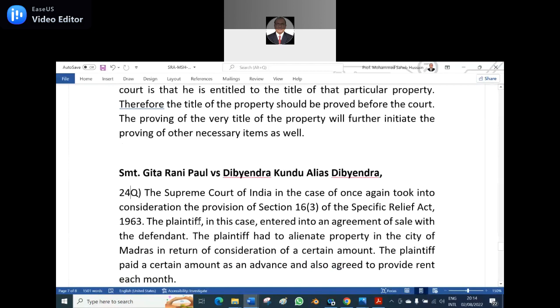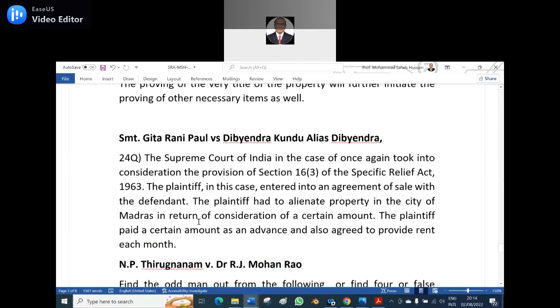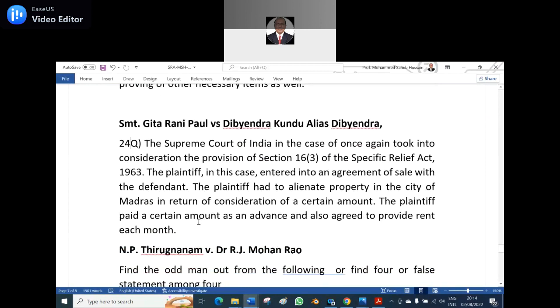the Supreme Court of India, in the case of, once again took into consideration the provision of Section 16 subsection 3 of the Specific Relief Act 1963. The plaintiff in this case entered into an agreement of sale with the defendant. The plaintiff had to alienate the property in the city of Madras in return for a certain amount of consideration. The plaintiff paid a certain amount as an advance and also agreed to provide the rent each month. That is observed in NP Tirugunannam versus R.J. Mohan Rao.